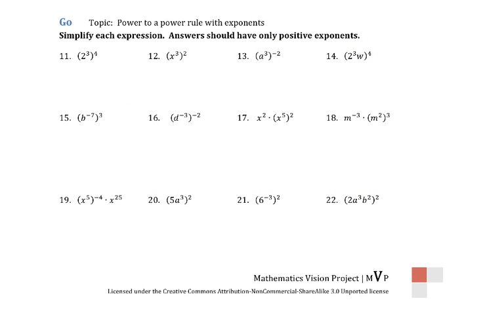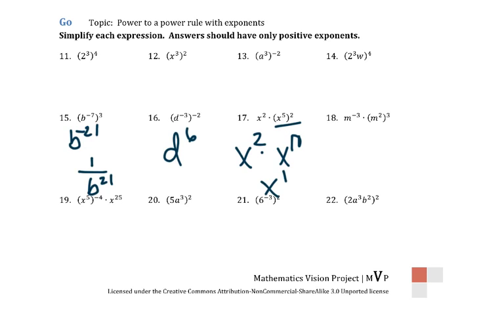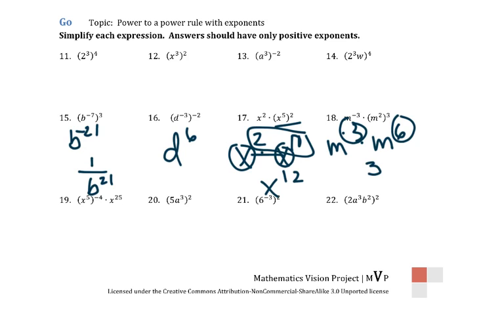Okay? So b to the negative 7 to the cubed, well, that would be b to the negative 21, which would be 1 over b to the 21. D to the negative 3 to the negative 2, well, negative times a negative is a positive, so that would be d to the 6th. Okay? X to the 5th times 2 would be x to the 10th, times x squared would be x to the 12th. Because when you've got the same bases and you're multiplying, you just add exponents. Okay, m squared to the m cubed would be m to the 6th times m to the negative 3. Negative 3 plus 6 would be m to the positive 3.